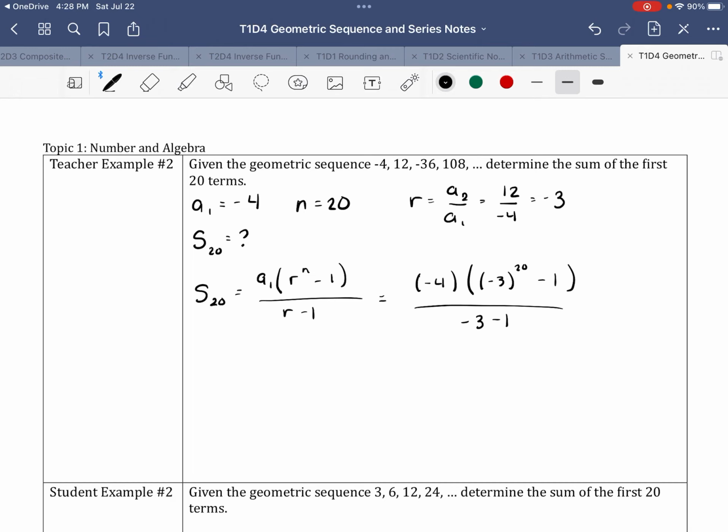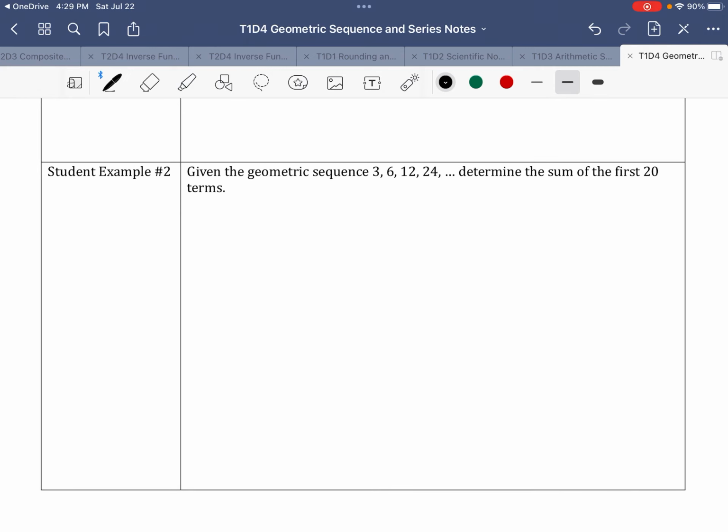Again, we're multiplying by -3 20 times. The numbers are going to get big. So S of 20 equals 3,486,784,400. Okay. Try student example number 2.